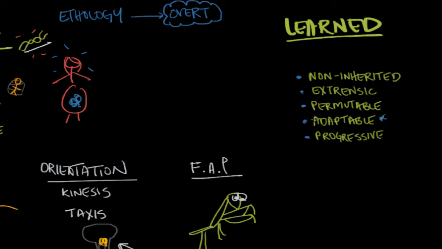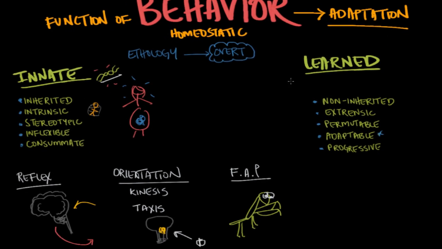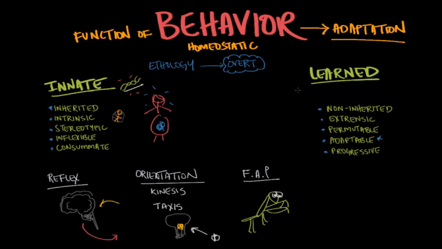But there's going to be an entire playlist that focuses on the adaptive value of behavioral change in learning, and that would be a great place to start exploring the concepts of habituation, classic versus operant conditioning, latent learning, and imprinting. But it's important to briefly mention that learning plays a big role in the adaptive value of behavior. So again, behavior at a bird's eye view focuses on homeostasis and has primarily an adaptive role.